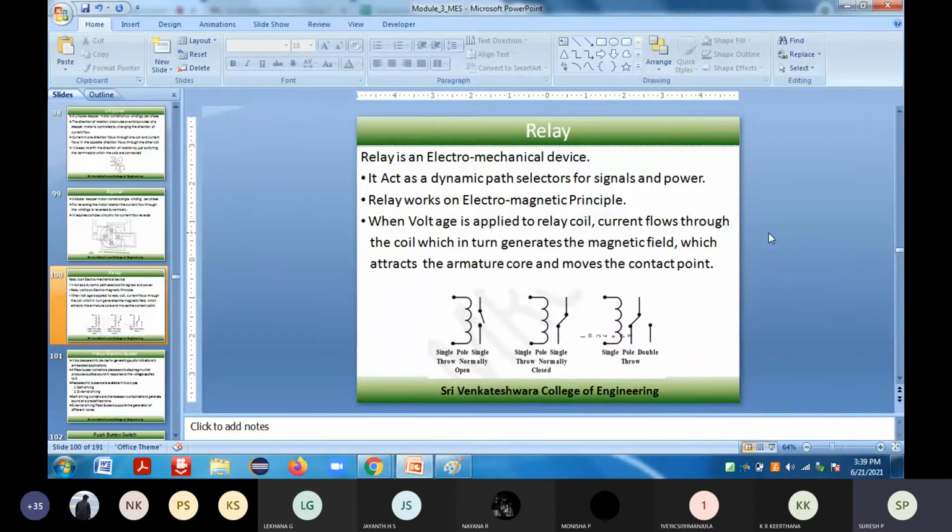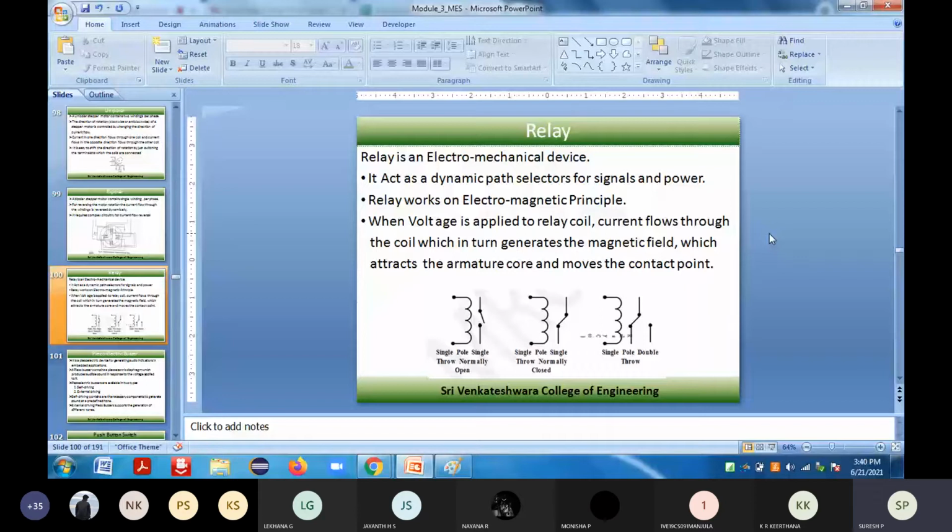In the home, you may have seen that 2-way switches are there, right? In the 2-way switches, this is the concept they have used. That is the relay. It basically works on the electromagnetic principle. When voltage is applied to the relay coil, current flows through the coil, which in turn generates a magnetic field, which attracts the armature core and moves the contact point. That's what it means.